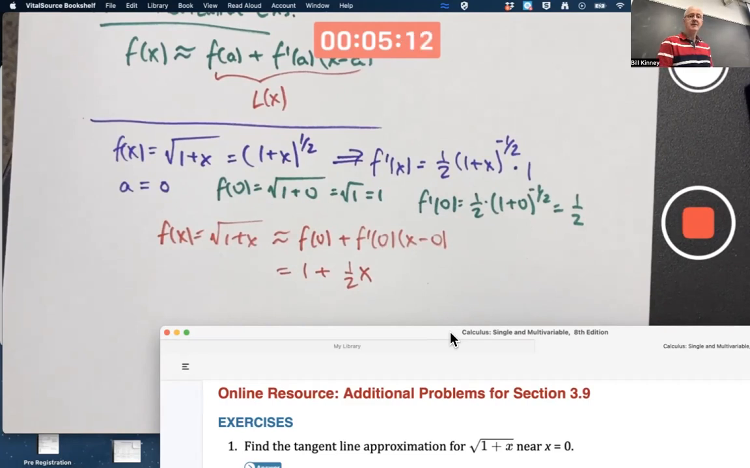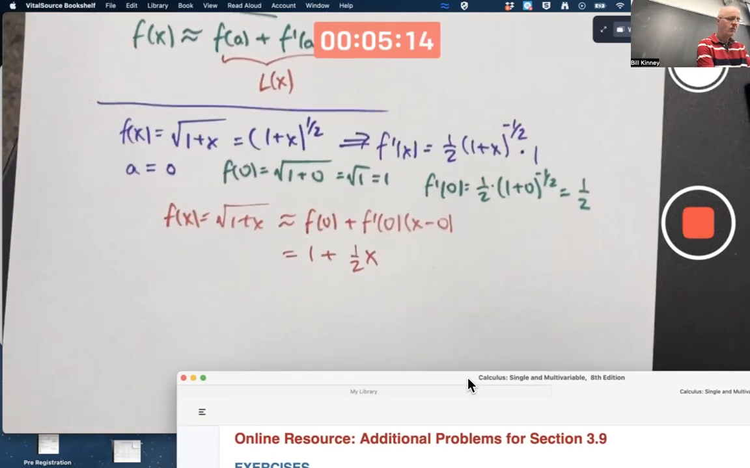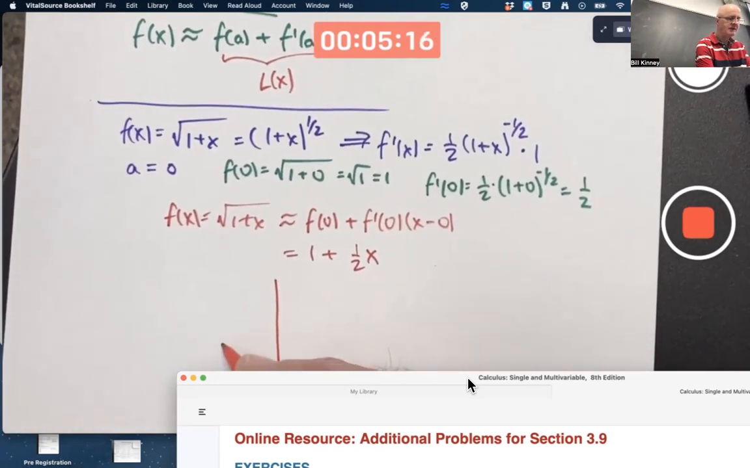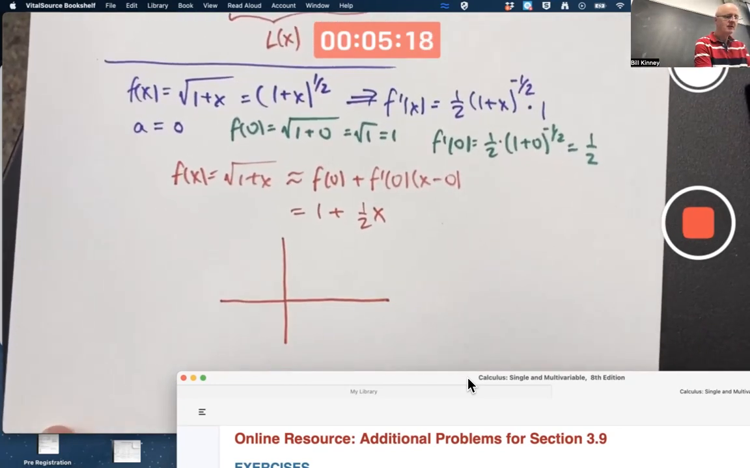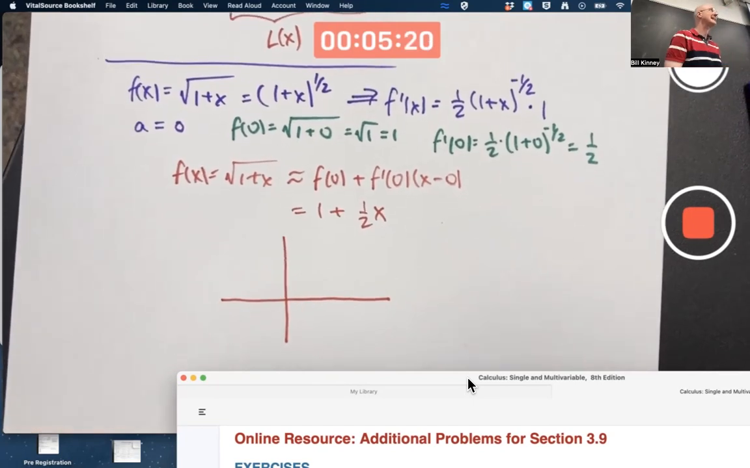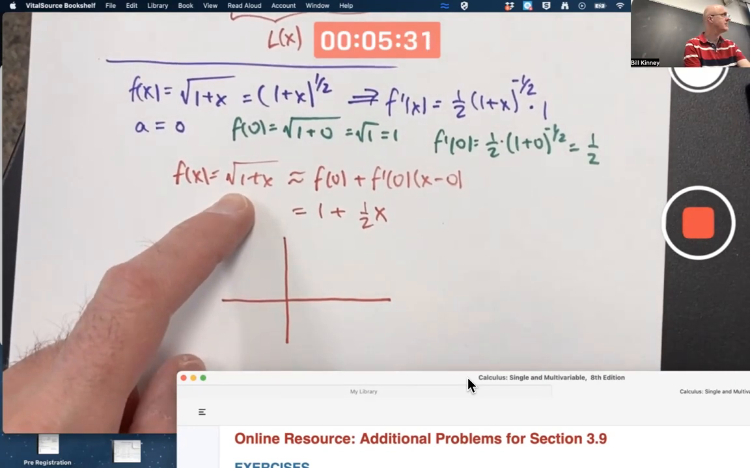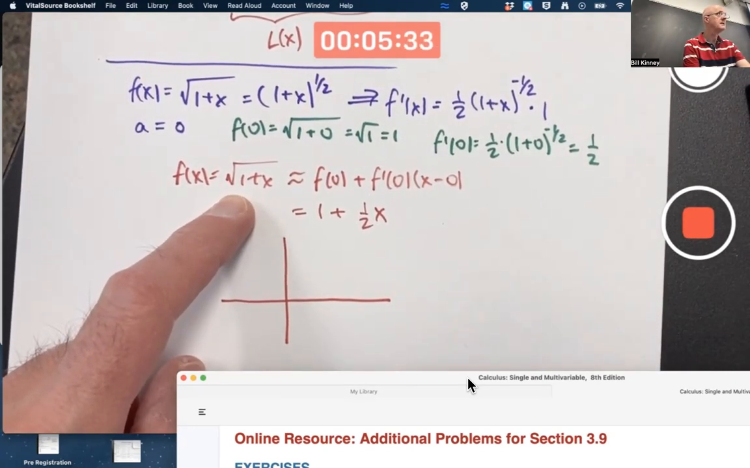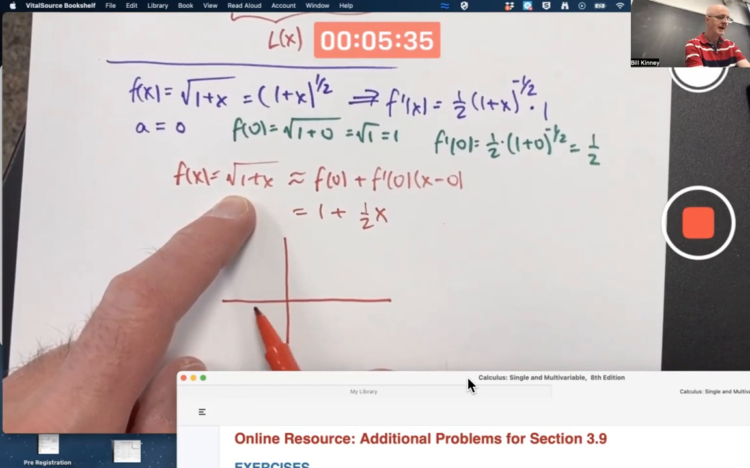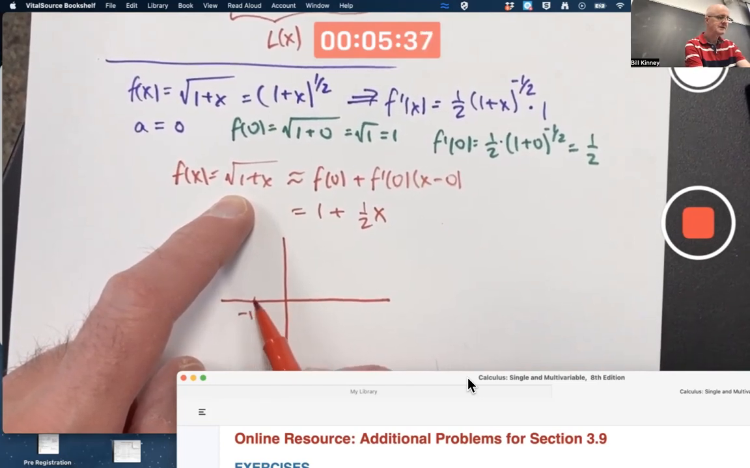What is going on here? If you think about it graphically, the function square root of 1 plus x has a graph that looks the same as the square root function, except shifted to the left by 1 unit. If you imagine plugging negative 1 in for x, for example, you get 1 plus negative 1 is 0. Square root of 0 is 0. When x is negative 1, y is 0. That point is on the graph.